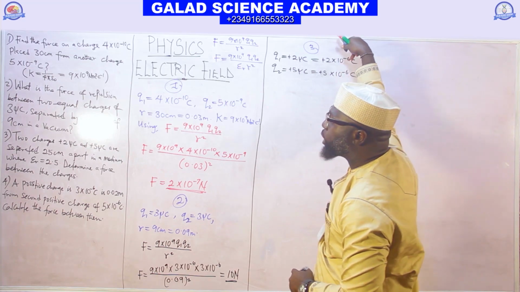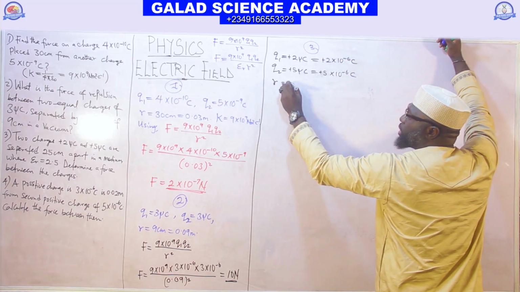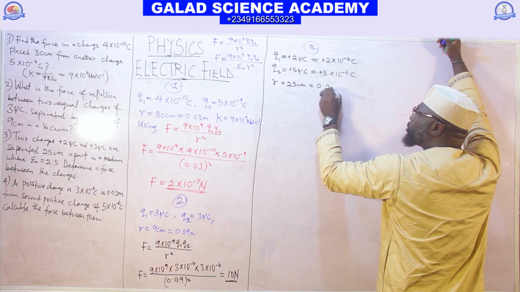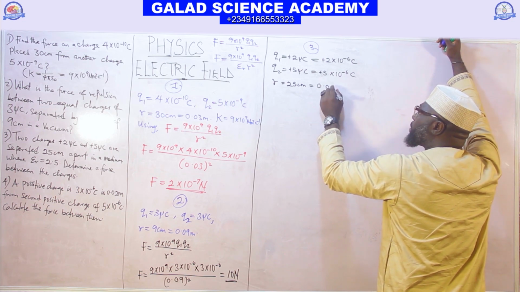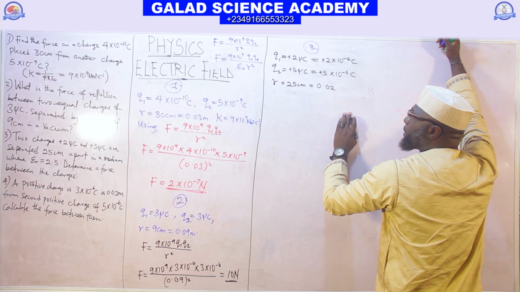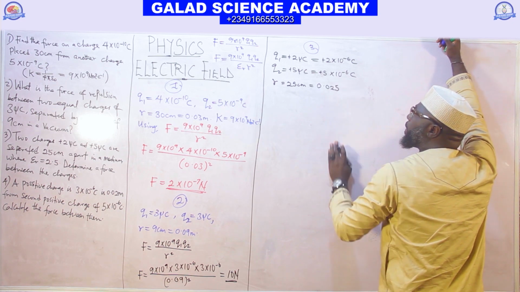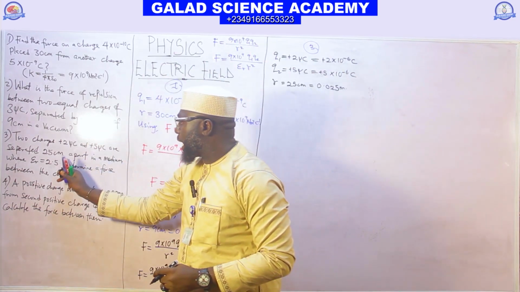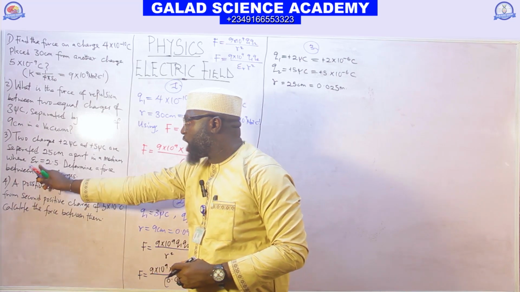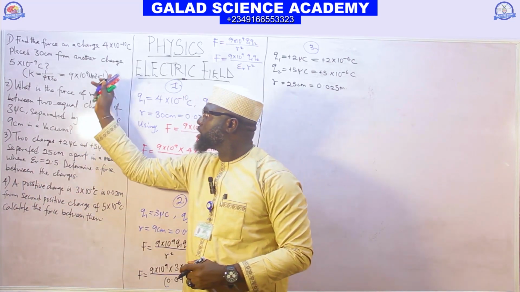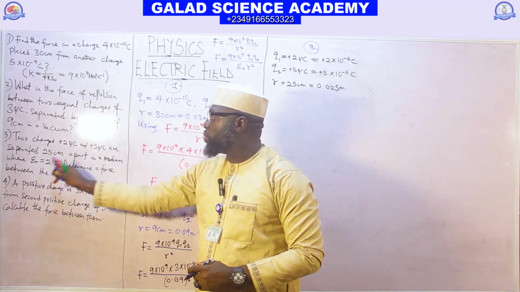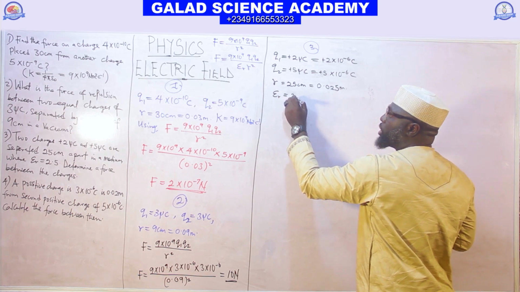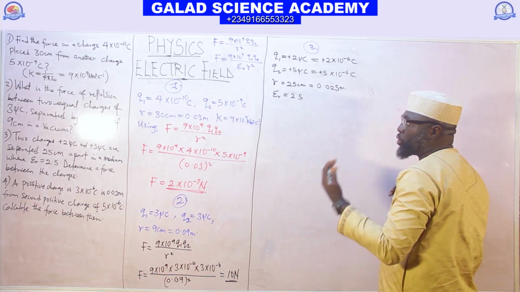By converting it, what will it be? The distance given is 25 centimeter divided by 100, which is 0.025 in meter. And they said the medium is what? You can see that this question is not in free space, not in vacuum, it is in a medium. And our relative permittivity is 2.5, given.